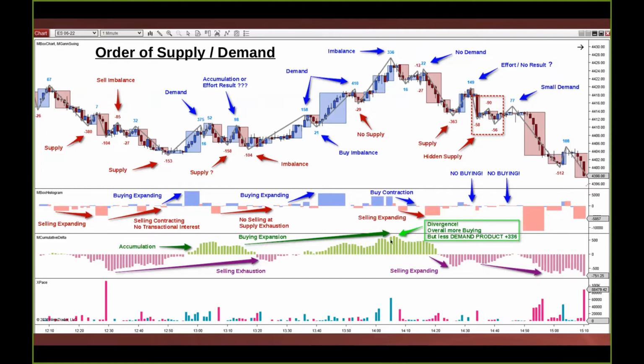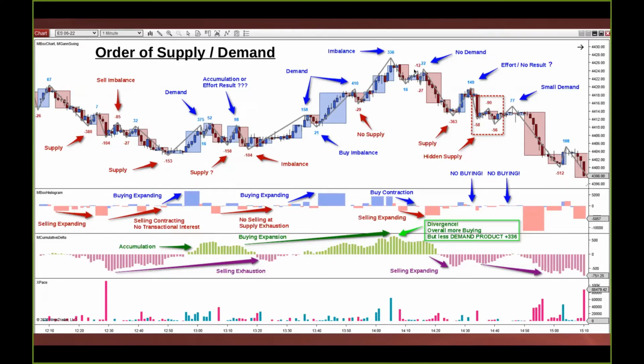Okay, for example, the cumulative delta, right? We have a higher high, less demand, but more buying. It's a little subtle here, but there's overall more buying. So there's more buying, less demand product. That is overbought. I can concretely define what it means to be overbought and oversold with these tools now, with the precision delta. Shortly after that, we see buying contracts.